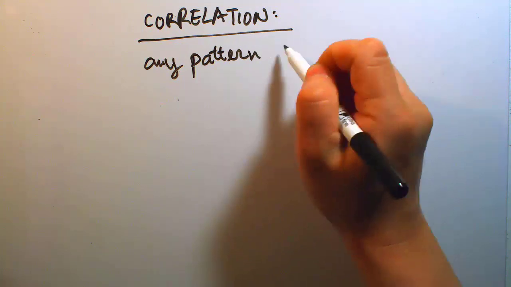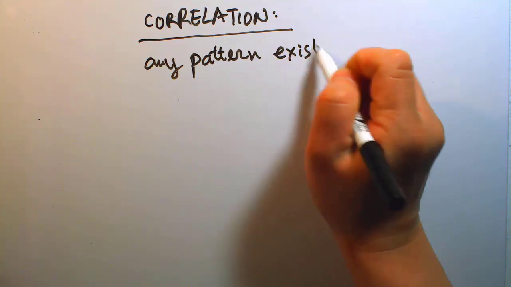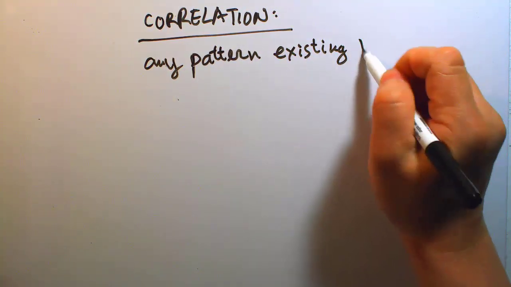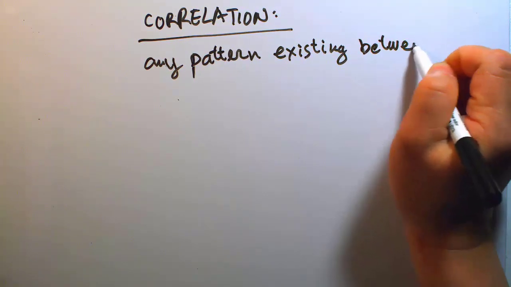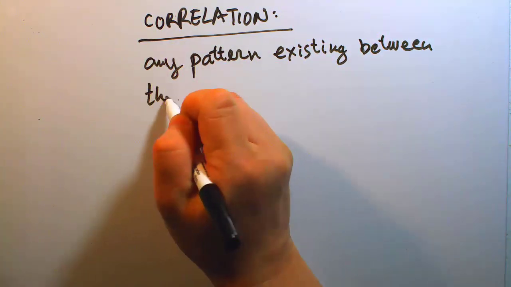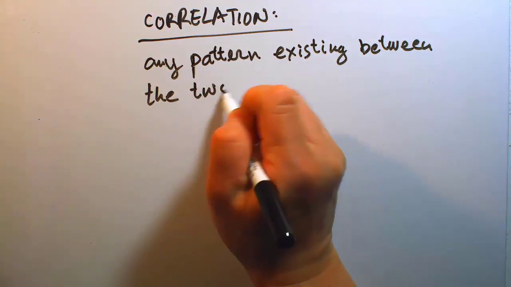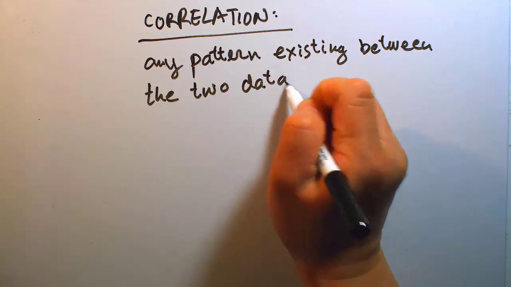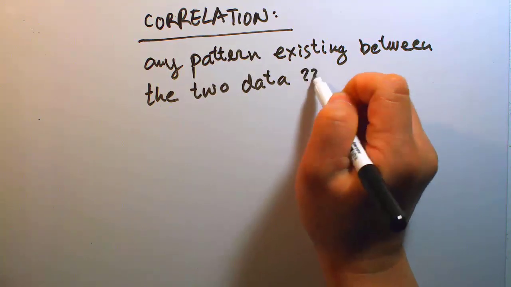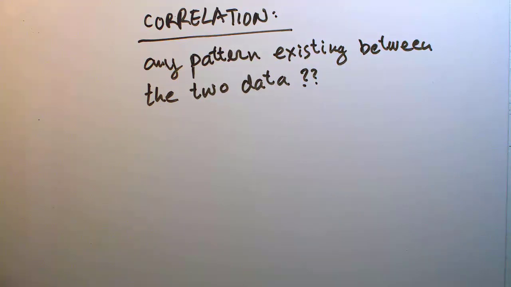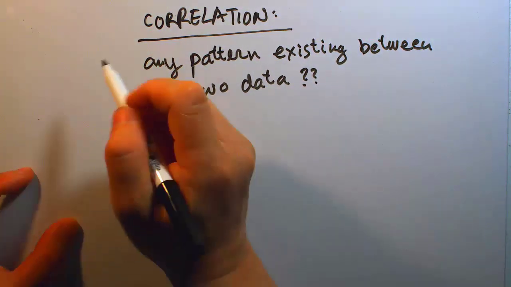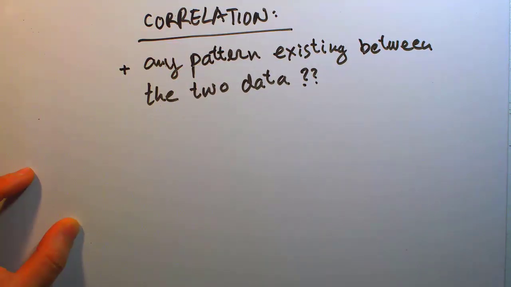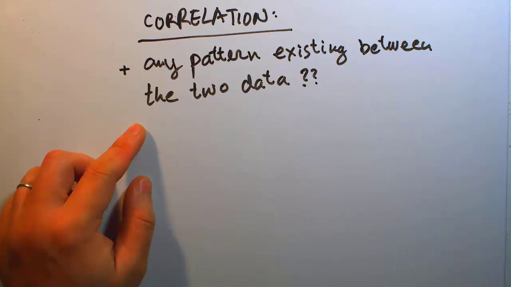Any pattern existing between the two data. So I'm not exactly giving a formal definition of what a correlation is, but I'm just pointing out that when we get into doing the correlation work, these are the kind of concerns we're looking at.